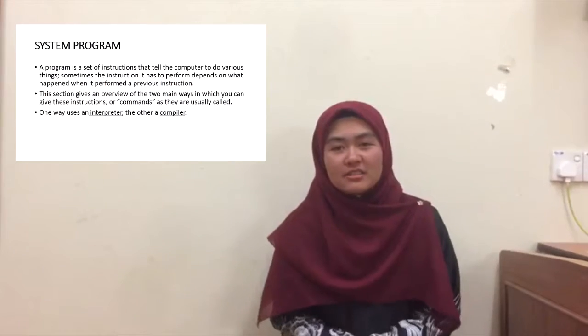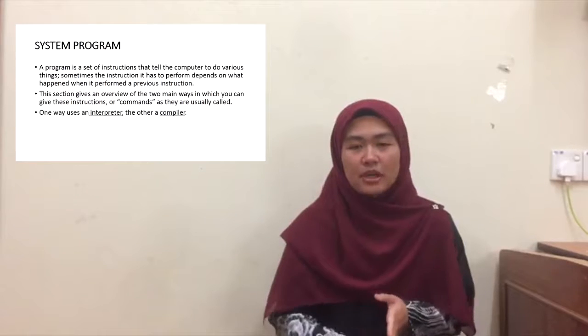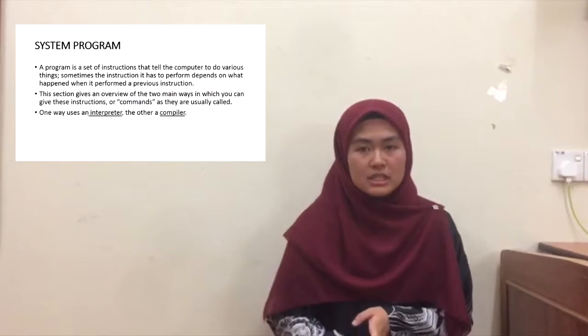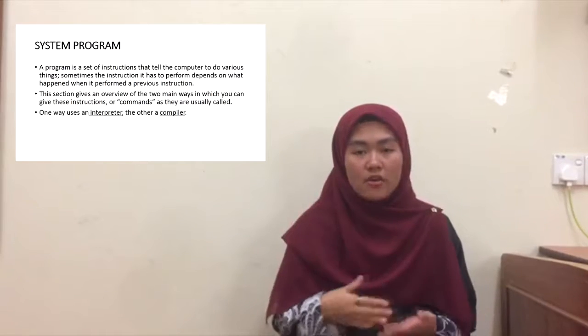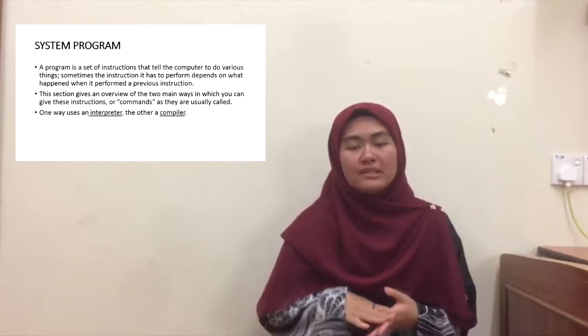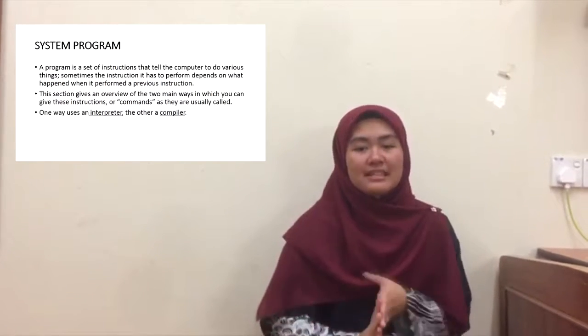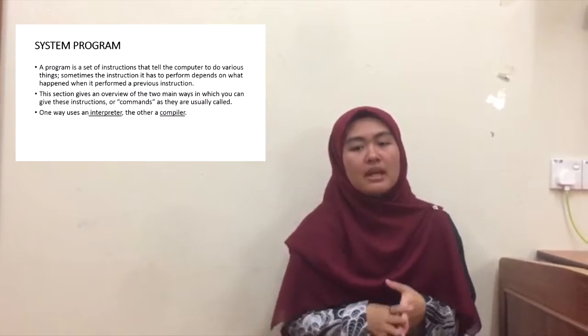Now let's move to the next one, which is system program. A program is a set of instructions that tell the computer to do various things. This section gives an overview of two main ways in which you can give these instructions, or commands as they are usually called. One uses an interpreter and the other uses a compiler. Here are the interpreters that are available with BSD: Basic, Lisp, Perl, Scheme, Icon, Logo, Python, Ruby, TCL, and Tk.